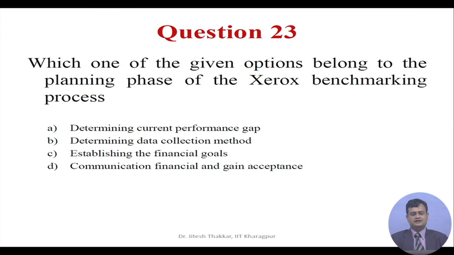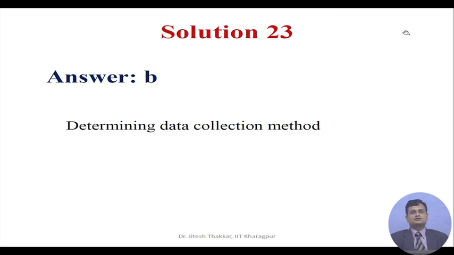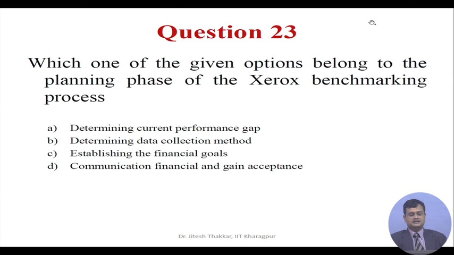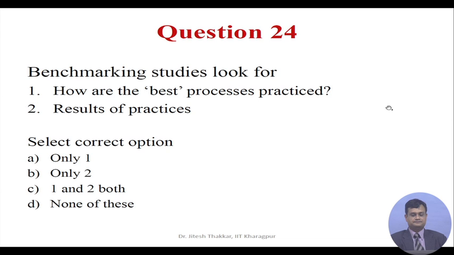Question 23, which one of the given options belong to the planning phase of the Xerox benchmarking process? A, determining current performance gap. B, determining data collection method. C, establishing the financial goals, and D, communication, financial and gain acceptance. So, the correct answer is B, determining data collection method, and this option belongs to the planning phase of the Xerox benchmarking process.